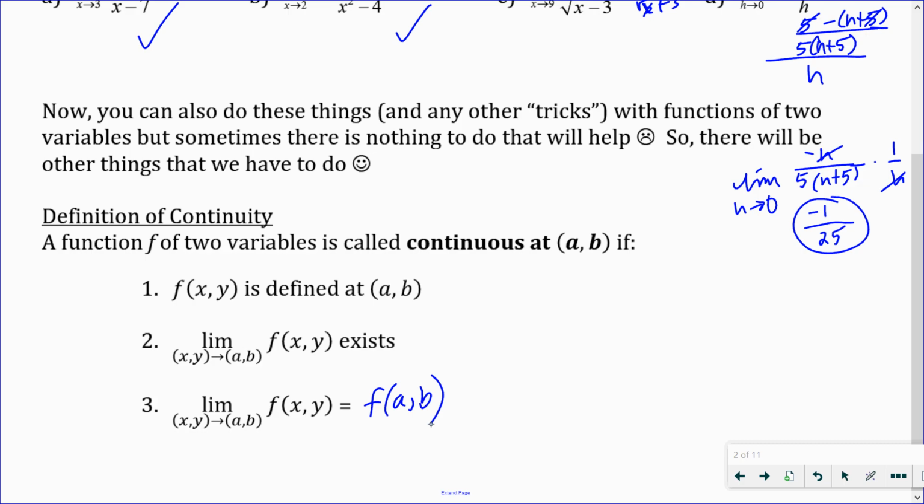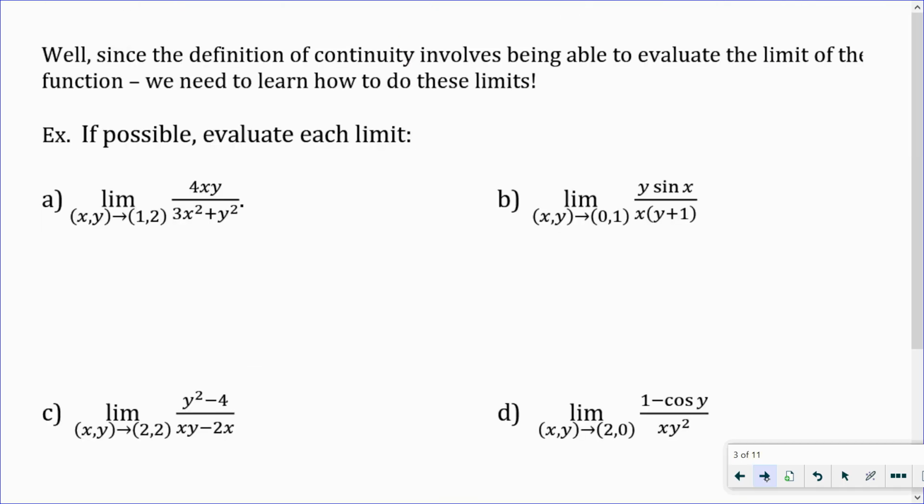So those three things, that's when something's continuous. Some of these questions are about continuity, but most at the beginning we're going to do about limits. All right, so let's dig in. Some of the ones that you're going to do are going to be a very simple algebra type thing to do.